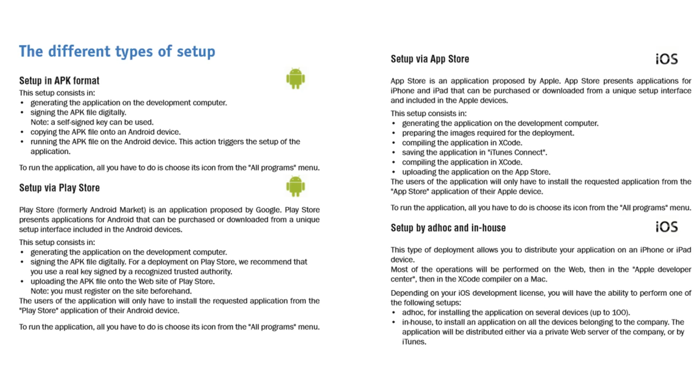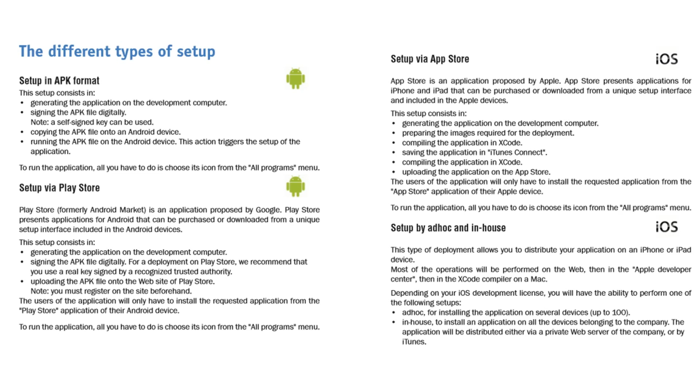Then you must also have the SDK file, then the API level 21, 22, 18, 19. So you should check this while developing in .apk format. Now the second is setup via Play Store. Play Store, formerly Android Market, is an application proposed by Google.